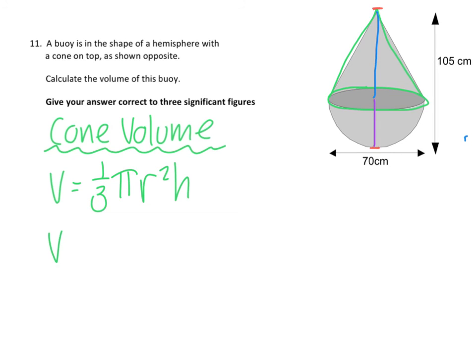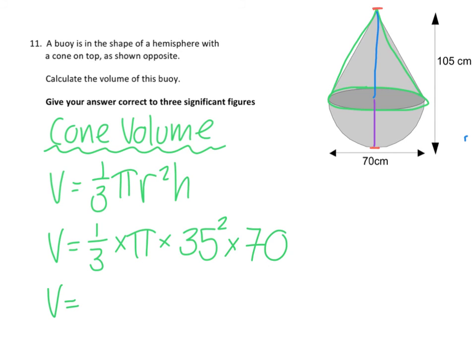So substituting those values into our formula gives us 1/3 times pi multiplied by the radius squared, so that's 35 squared, multiplied by the blue height, which we worked out was 70. So we can now put this into a calculator to work out the volume of the cone part, which gives us 89,797, and that's cubic centimetres. That's the cone part dealt with.